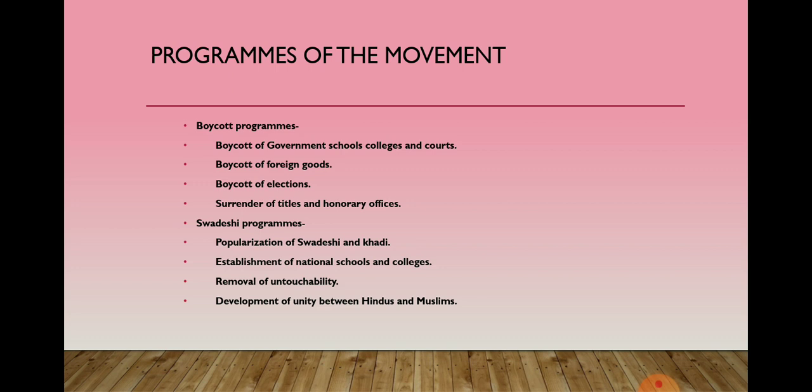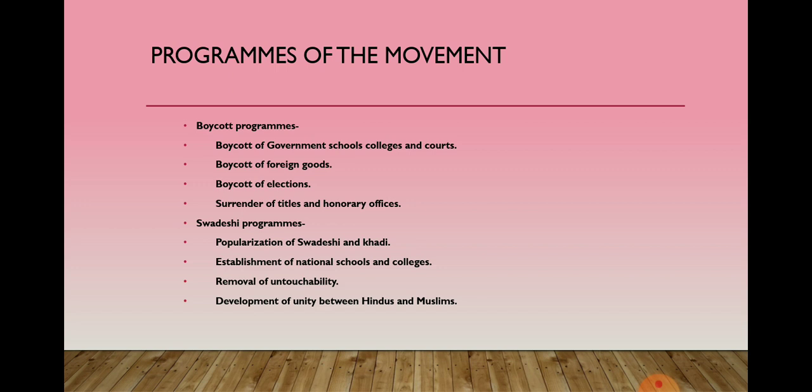The first one is boycott of government schools, colleges and courts. The second one is boycott of all types of foreign goods. Third one, boycott of elections to the legislative assemblies and councils. The fourth boycott program was surrender of titles and honorary offices. These were the four boycott programs.